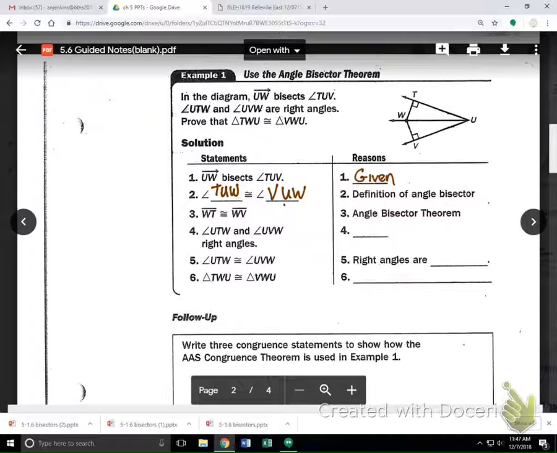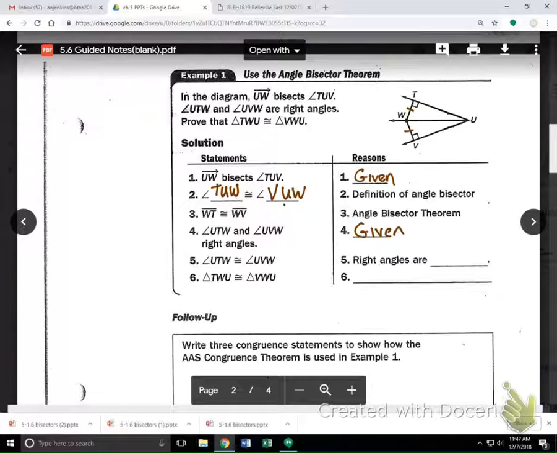So I'm going to draw that in. We see that WT and WV are congruent. Because remember that a point on the bisector is the same distance to each side of the angle. And then our next one is we know that angle UTW and angle UVW are right angles. How did we know that? It's given.